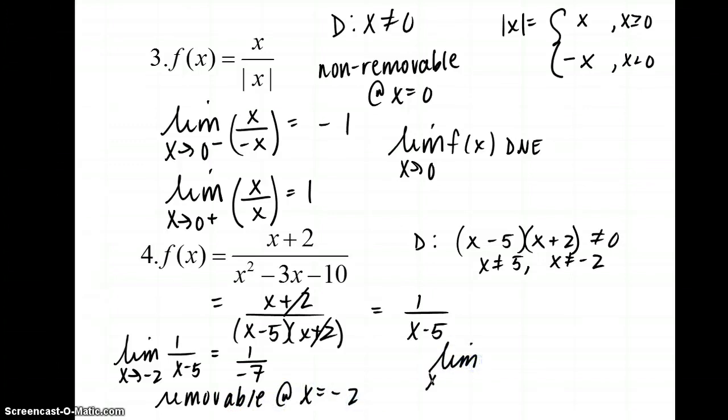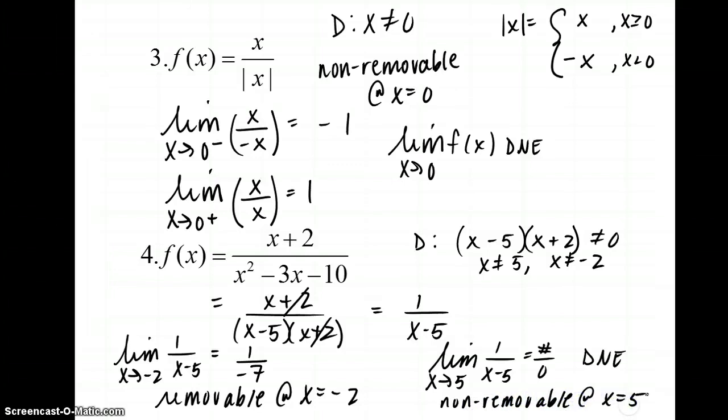When I look at the limit as x approaches 5 of my simplified function, I get number over 0. Okay? Number over 0 is a very specific answer, and it tells us that the limit does not exist. The limit does not exist at 5, therefore it would be a non-removable discontinuity at x is equal to 5. So I don't need my one-sided limits if a direct substitution gives me an answer.